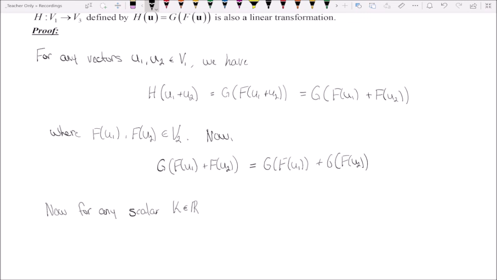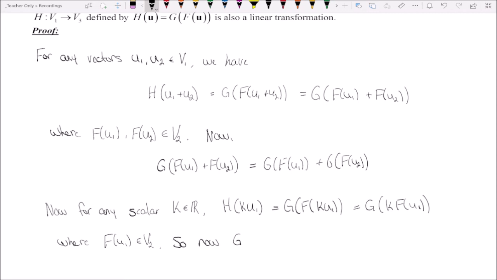Now if we take any real number k, look at h of k u1. Well, this will be g of f of k u1, which is g of k f of u1. And of course, this is because f is a linear transformation from V1 to V2. And again, we note that f of u1 is in V2.